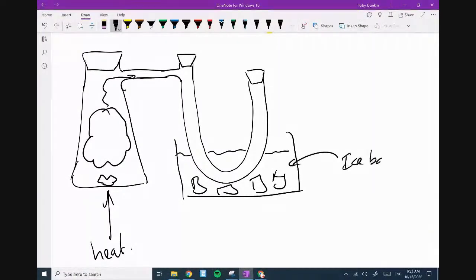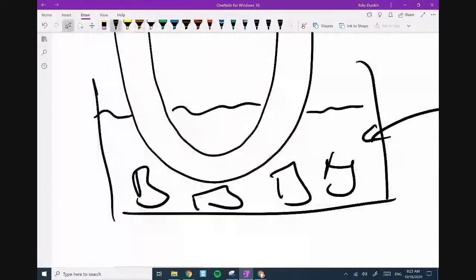Put it in an ice bath, and what you will see form is a brown liquid at the bottom of the tube. And that's the iodine trichloride. It's very, very clear to see.